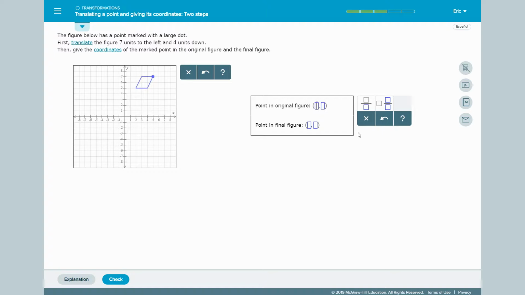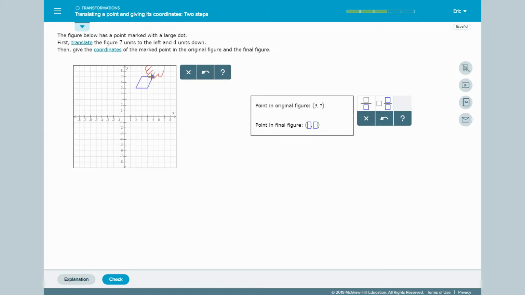Translating a point and giving its coordinates, 2 steps. Uh-oh, we're back to these graphs. And we're not just doing 1 step. We're doing 2 steps. It's the same thing as the last translating a point, so I'm not going to even go into explaining this. I'm going to just go right into breaking rules, and my original point is 5, 7.